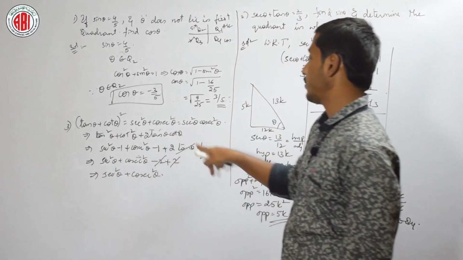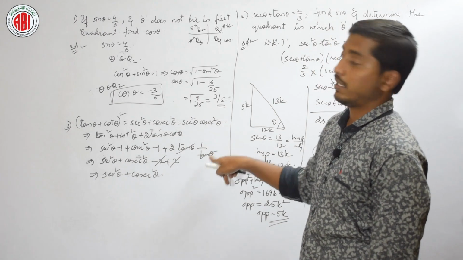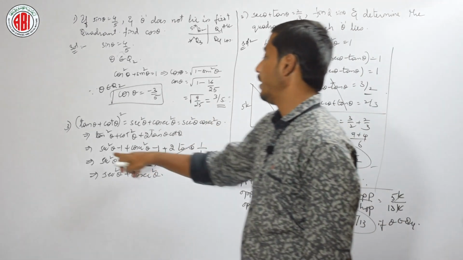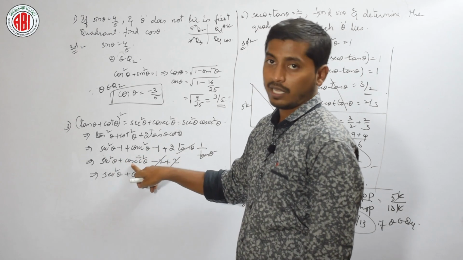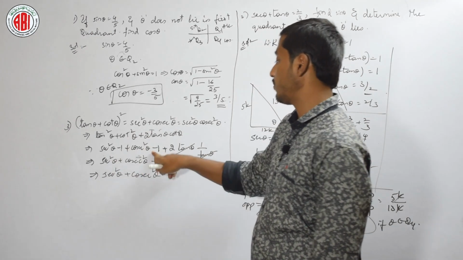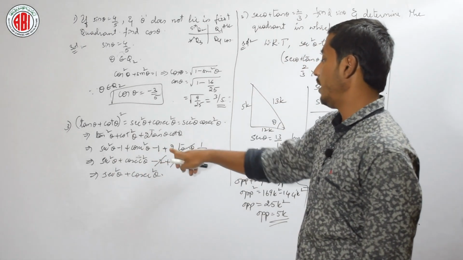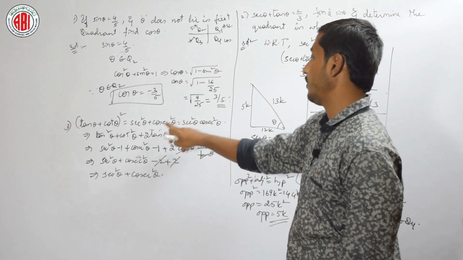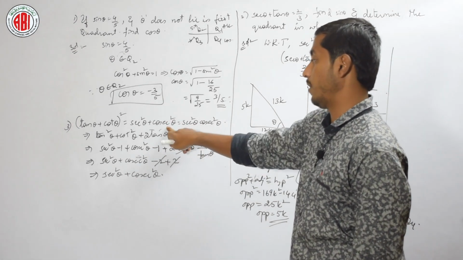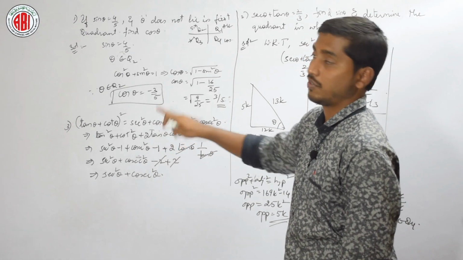Again, tan is as it is, and cot can be written as 1 by tan. Here tan gets cancelled. Here, secant square plus cosecant square I have written to one side, minus 1 becomes minus 2. Already there is plus 2, they both get cancelled, and we got this second proof, I mean the first proof, that is secant square plus cosecant square.